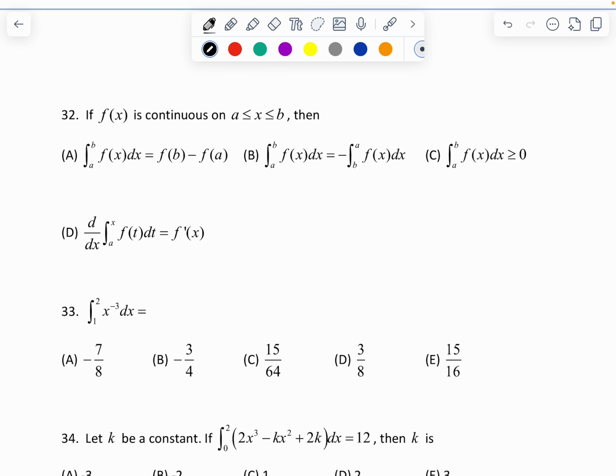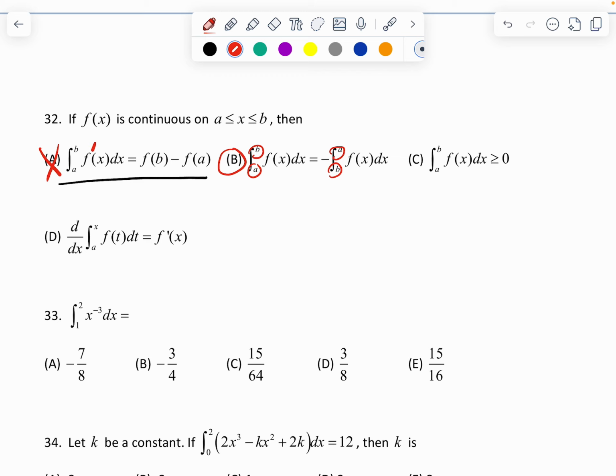So I have a continuous function. Which of the following are true? Okay, so let's look at this. Is this true? This kind of looks like net change, but for net change to be true, this has to be a derivative, and it's not. So this is bad. Okay, this is saying if you switch your boundaries, you have to pull out a negative sign. Yeah, that's true.